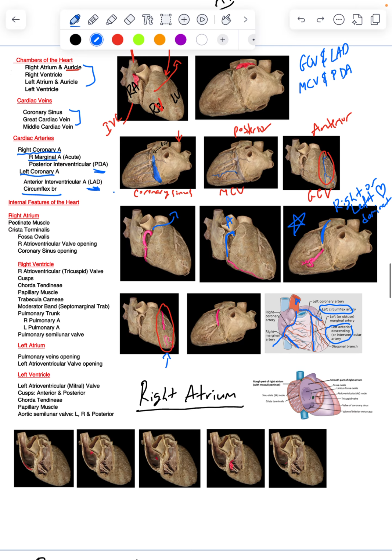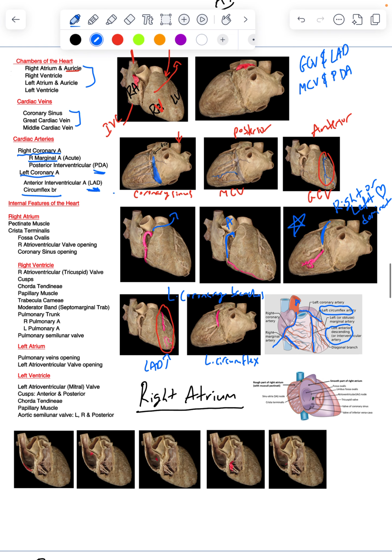And then let me label these really quickly. So this right here will be your LAD. This would be your left circumflex. So these both come from left coronary branches. And then over here, this is right marginal. This is right coronary. And then this is PDA, or left posterior interventricular, or just posterior interventricular.